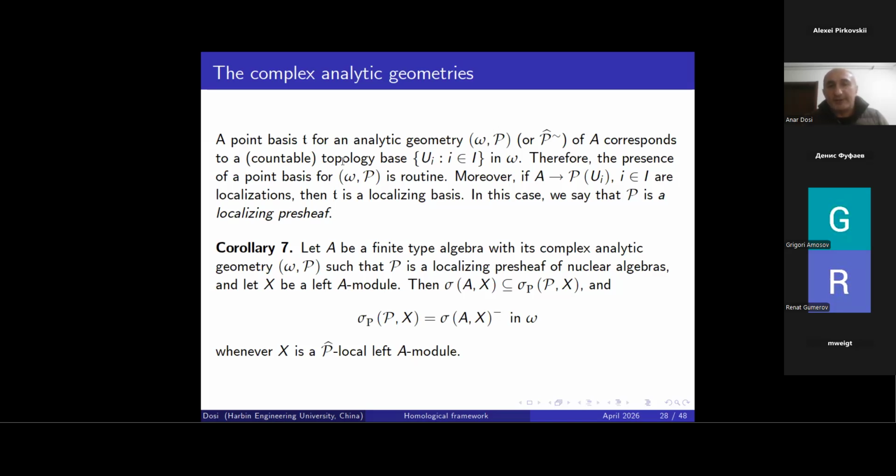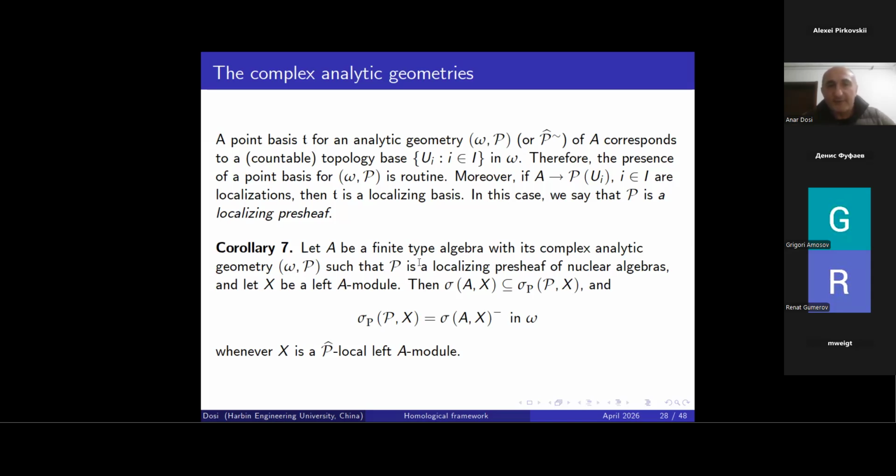Again, the point basis. What's happening with the point basis? I told you, the point basis turns out to be just a countable topology basis in omega, which we don't know what it is. So the presence of a point basis is quite normal. Well, if there are localizations, we say that T is a localizing basis. And we also say that P is a localizing presheaf.